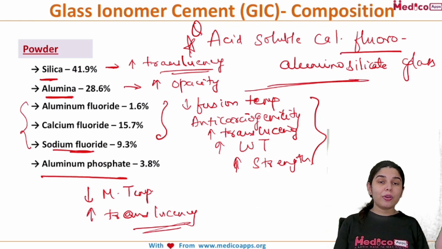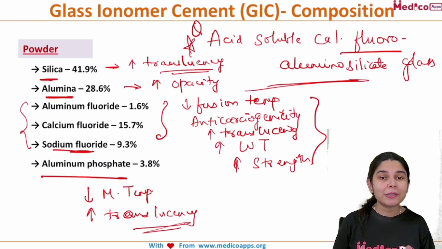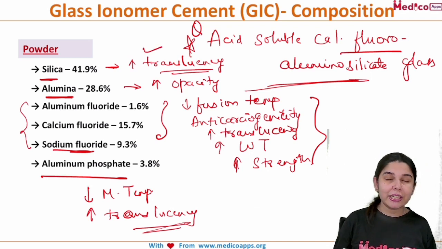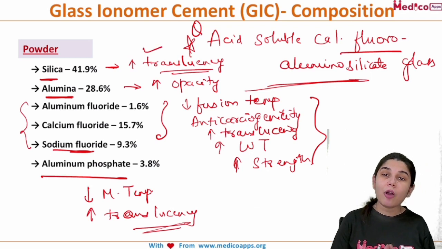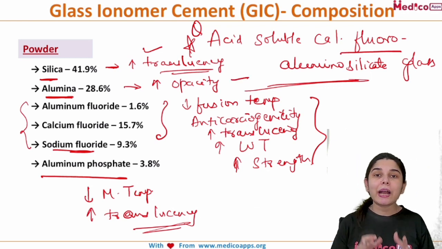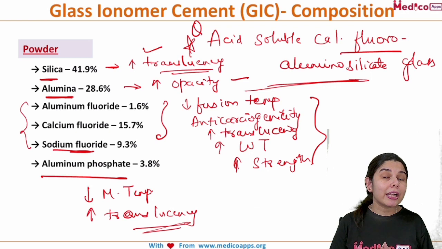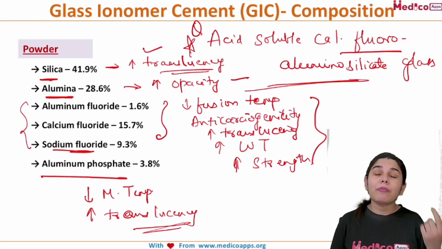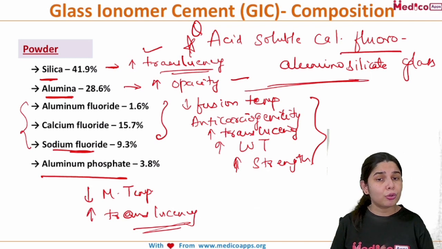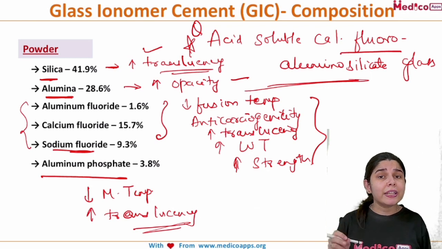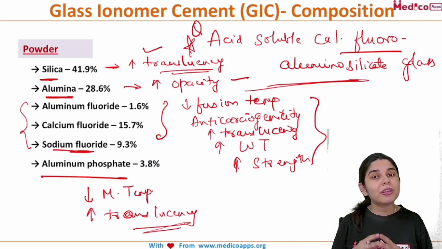Let's just rewind and remember all these. Silica is 42%, and it increases the translucency. Alumina is around 29%, and it increases the opacity. Then comes the fluoride content: aluminum, calcium, and sodium fluoride are present. And what are the percentages? 1.6 or 2%, 15.7 or 16%, 9.3 or 10%. Whatever you find easy to remember, you can just remember with a whole digit.